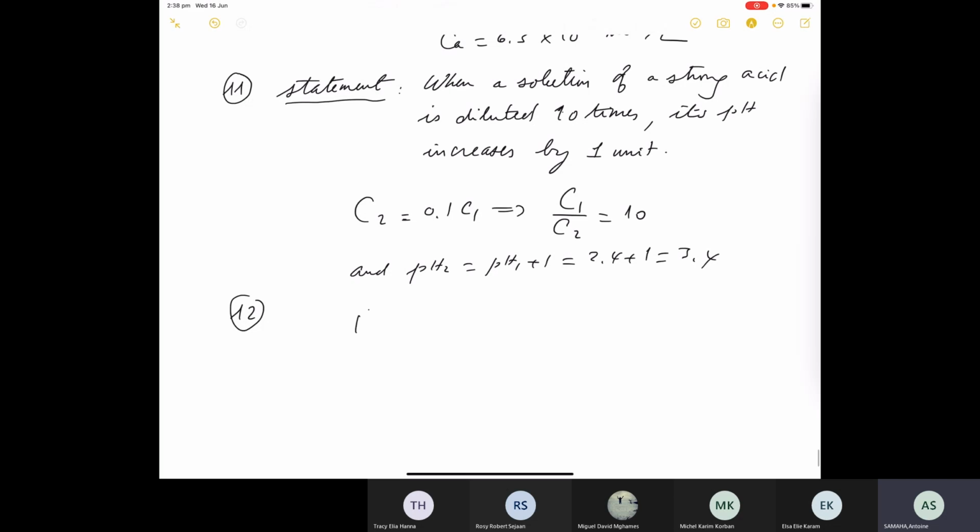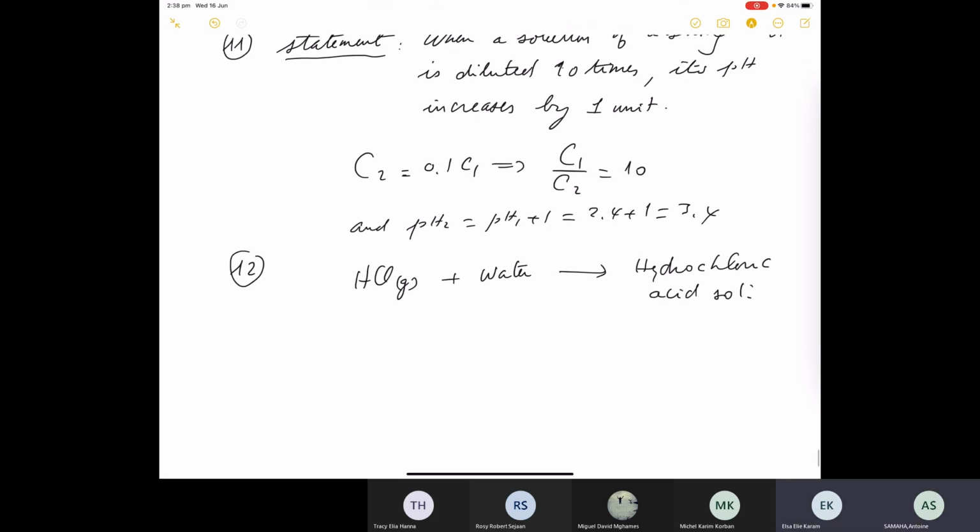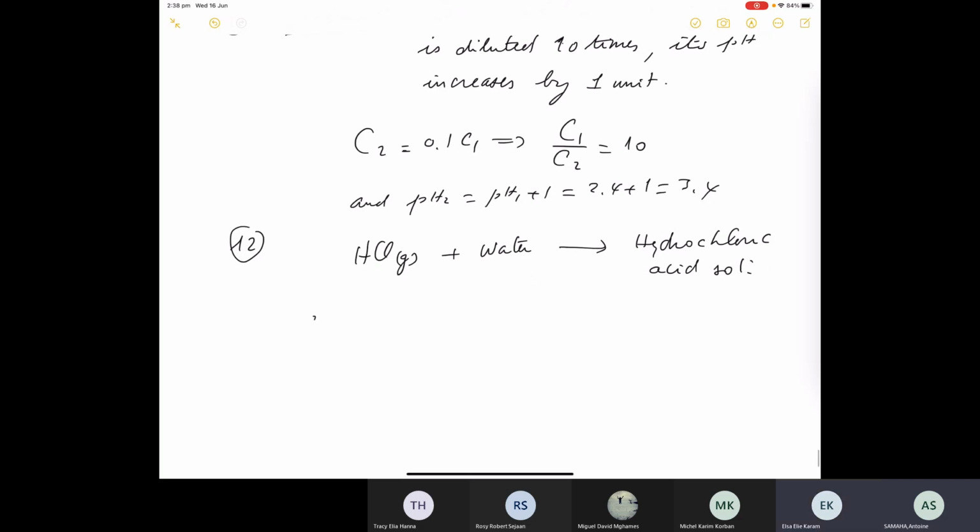So what did we do? We dissolve a gas, which is HCl, in water to prepare hydrochloric acid. And whatever the ionization is, whatever the acid is, acidic or basic, we can get its concentration. Right? Yes.